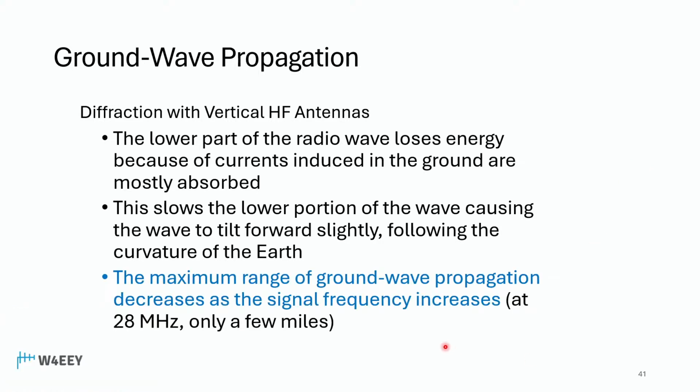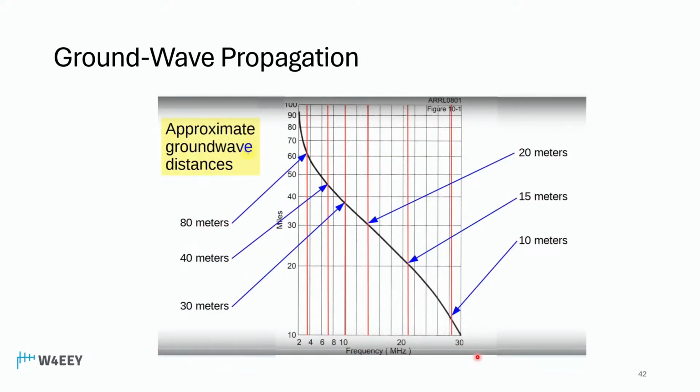So the maximum range of ground wave propagation will decrease as the signal frequency increases. At 28 megahertz, via ground wave, you might only make a couple miles. Ground wave, though, can be effective on 160 and 80. The key thing to remember is this is an inverse relationship. The range is inverse of frequency. Or another way to think of that is 160 and 80 are ground wave bands, or can be good ground wave bands.